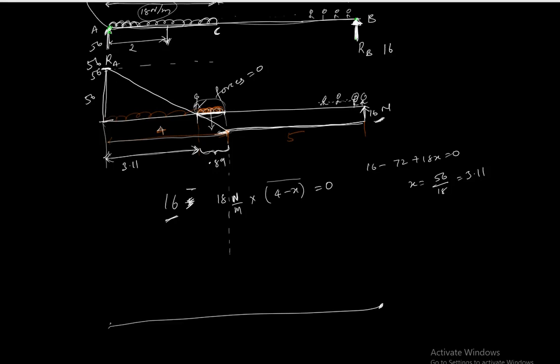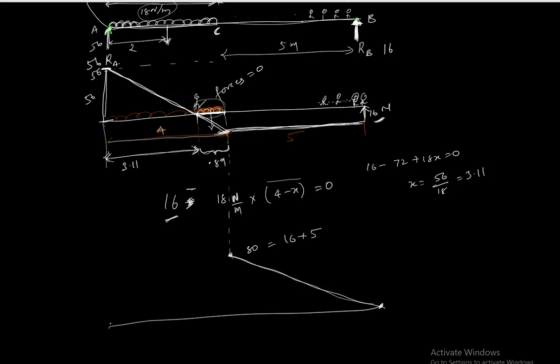The moment at C is 16 times this distance, which is 5 meters. So 16 times 5 is 80. So this will be 80. And this is connected by a straight line. Why? Because when the force is horizontal, then the moment is continuously increasing in a straight line. Now when the shear force is increasing in a straight line, then the moment becomes parabolic.